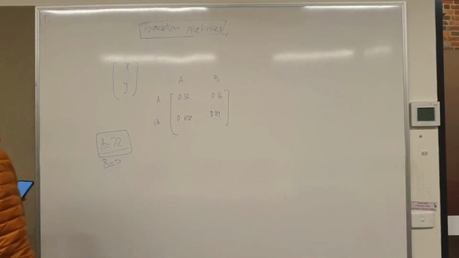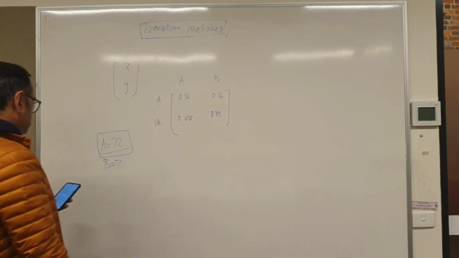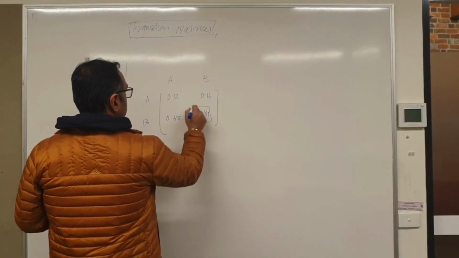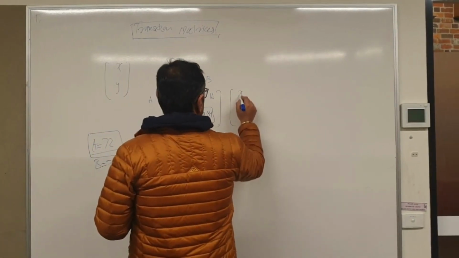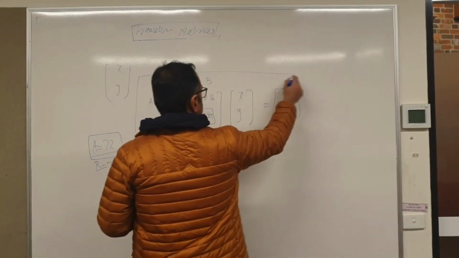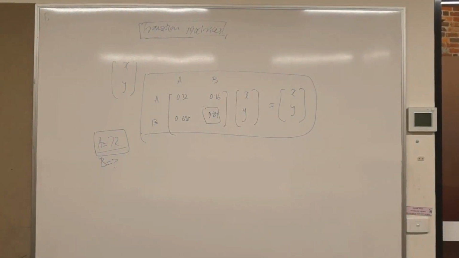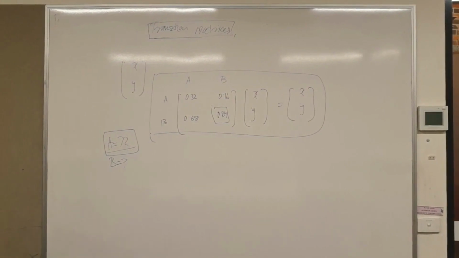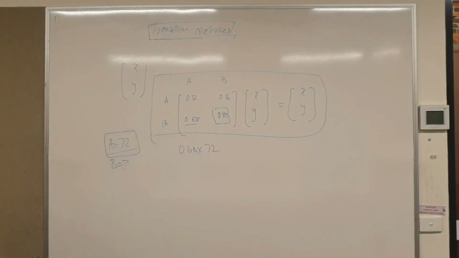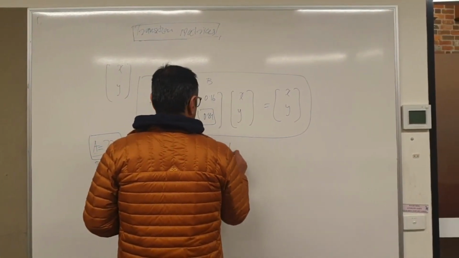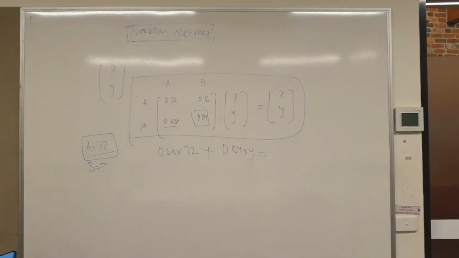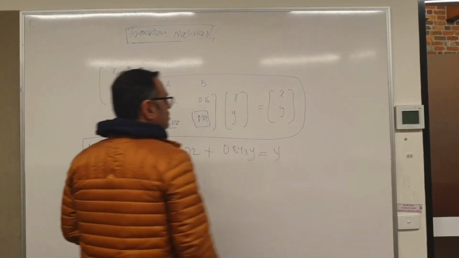What is 72? And probably, what is 0.84? Basically, I just need to solve this: 0.68 of 72 plus 0.84 of the number of workers on machine B will be the total number on machine B.